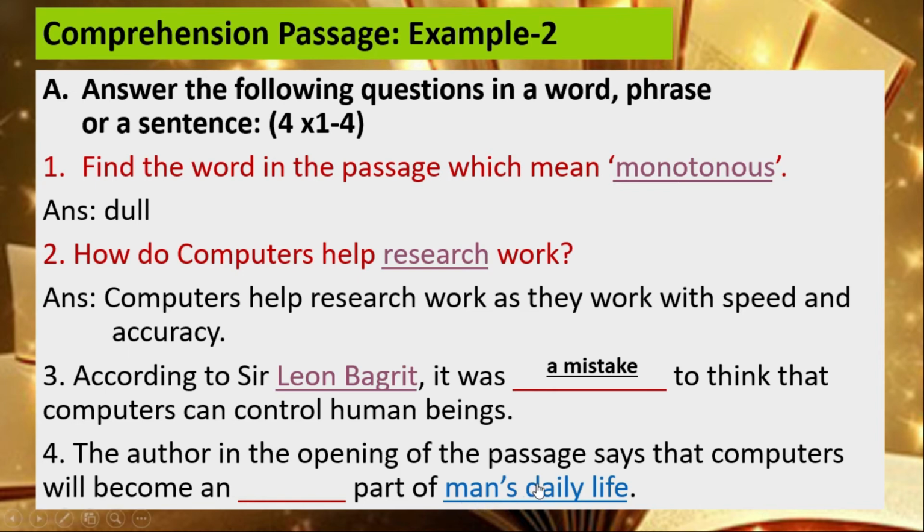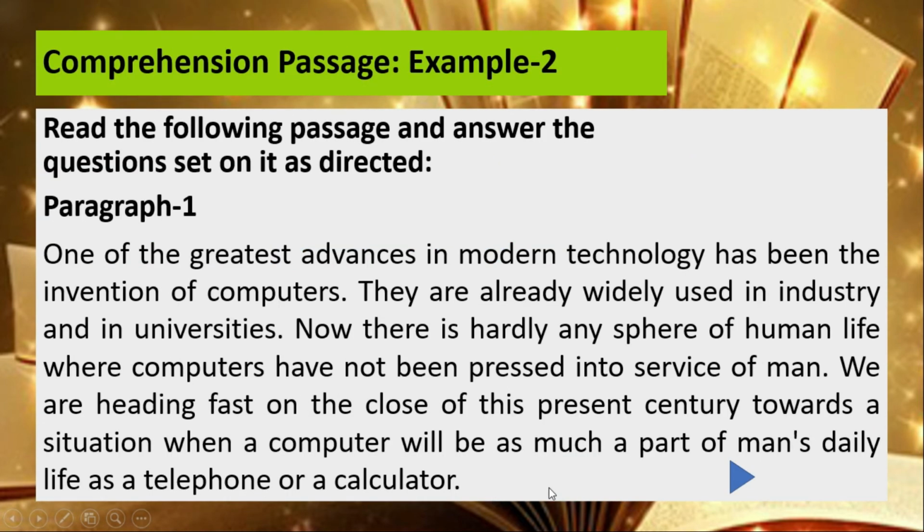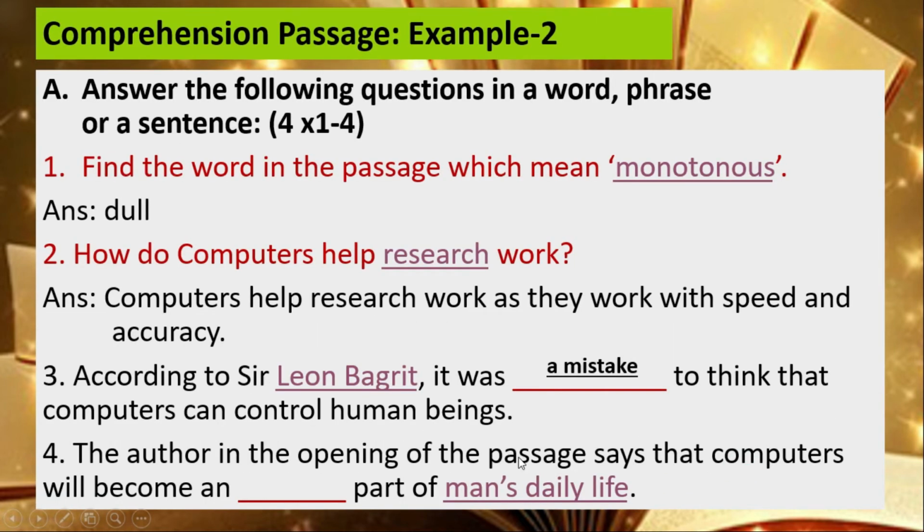This idea, man's daily life, is there in the first paragraph. The author says something about a computer in man's daily life. So when you locate this by scanning, you will find that the passage says that presently, in the present century, we are moving towards the situation when a computer will be as much a part of man's daily life as a telephone or calculator. So by going through this idea, you can say it is an integral part of life, right? An essential part of life or an integral part of man's daily life, you can say so, right?